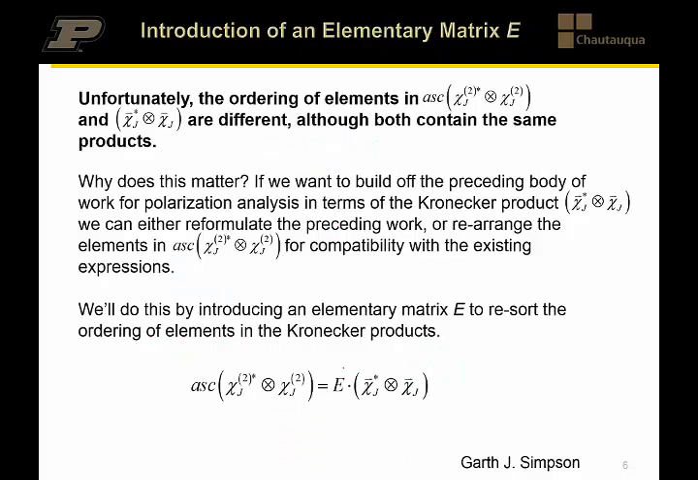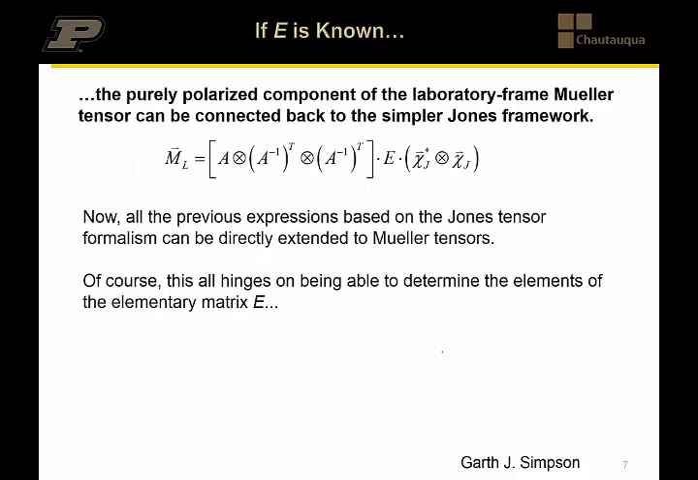If we can define an elementary matrix that will resort these, then we can take the set of products of Jones tensor elements that are given from the Mueller tensor architecture and relate them back to that framework we've already well established in terms of the Jones architecture. And if we can do that, assuming we can figure out what this E matrix should be in terms of how to resort the tensor elements, then we can directly relate the ascending vectorized Mueller tensor to this already working framework in terms of the Kronecker product of Jones tensors. And so that's really where we're going to go next. The next step is just figuring out what this matrix E is all about.